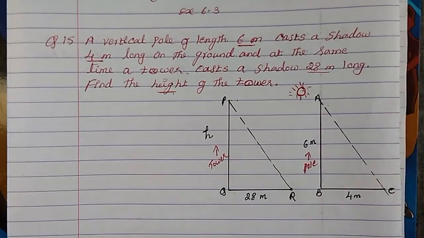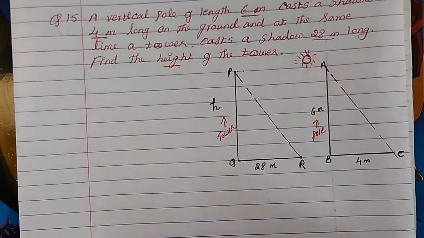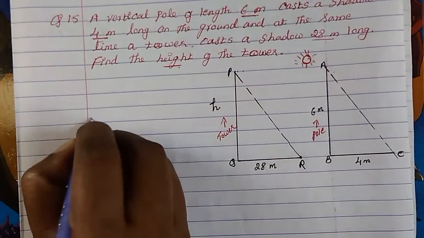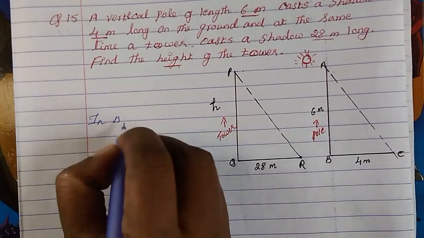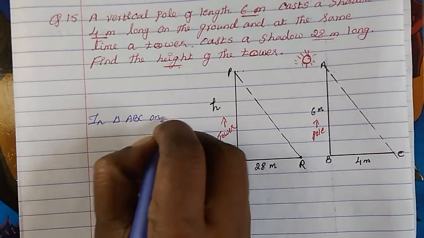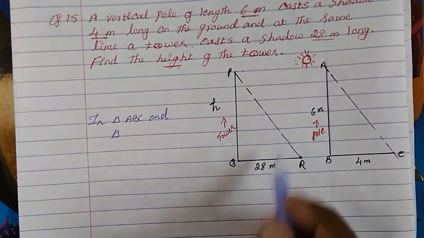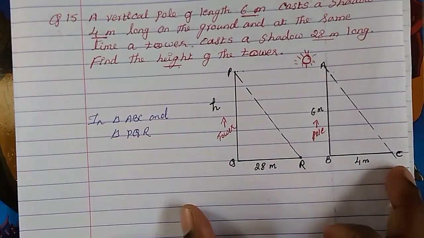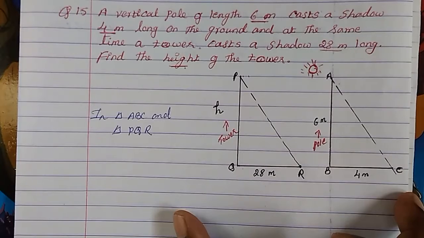Okay, so let's write down. It's very easy, this sum. So in triangle ABC and in triangle PQR, between these two triangles, what are the things that are similar?